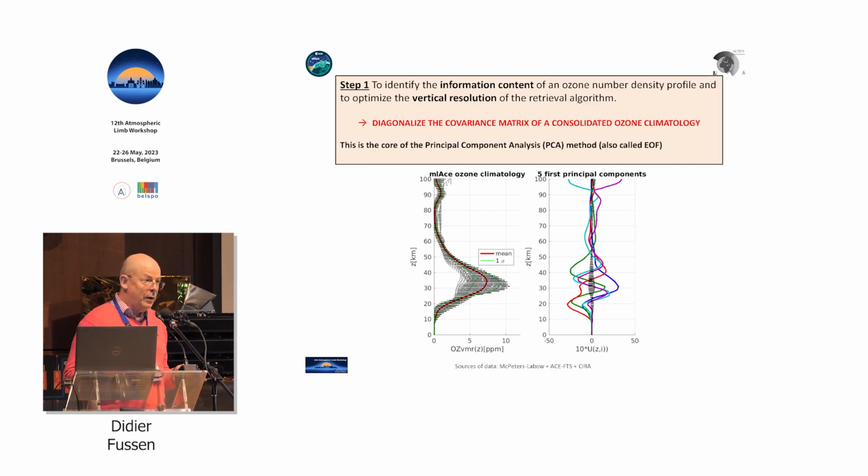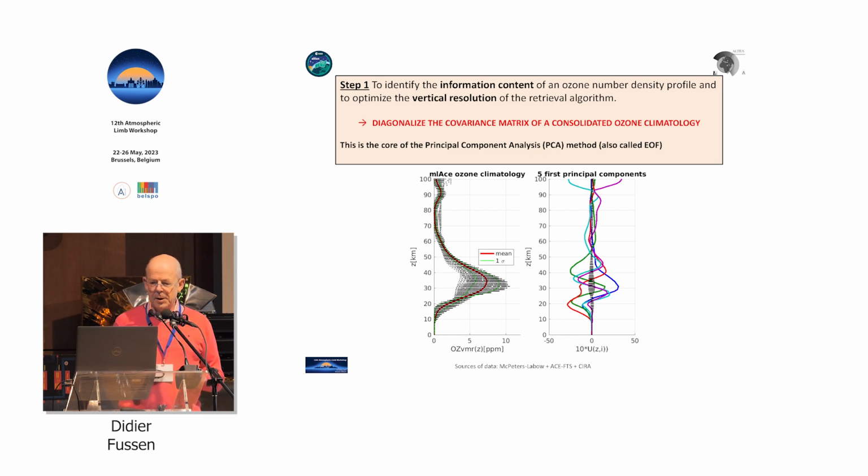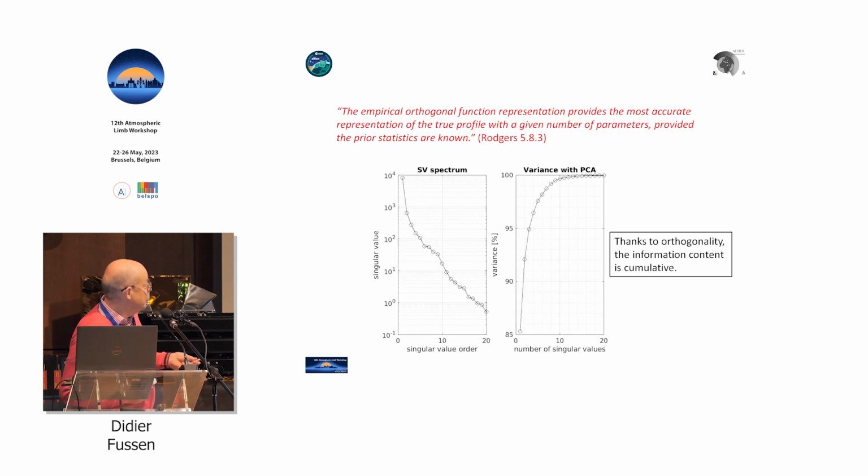I want to come back on the way we are planning to represent ozone profiles, because it's a little bit innovative with respect to gridding procedure. Basically, we would like to develop the ozone profile over a basis of orthogonal functions. One of the standard ways to do that is to have a big ensemble of ozone profiles, like on the left side, and to compute the covariance matrix, to diagonalize it, and to use in a principal component analysis the eigenfunctions produced by this process. It is also called empirical orthogonal function.